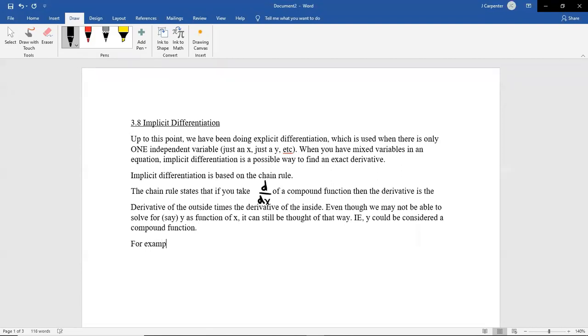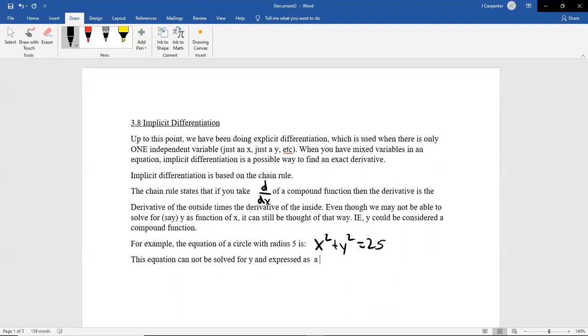For example, the equation of a circle of radius 5 is as follows. x squared plus y squared equals 25. This equation cannot be solved for y and expressed as a function of x because of the plus or minus square root property.